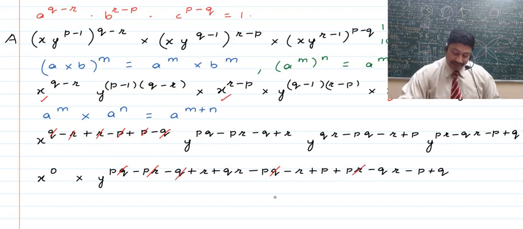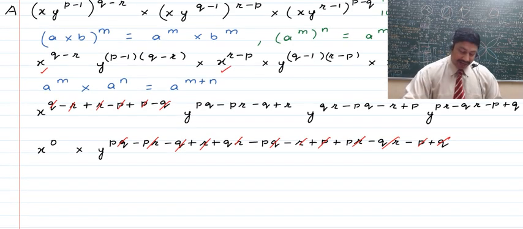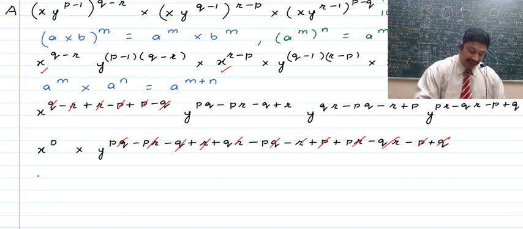Then we have minus q which will get cancelled with plus q. Then we have plus r which will get cancelled with minus r. We have plus qr which will get cancelled with minus qr. Then we have plus p which will get cancelled with minus p, and thus we have the cancellation of all of these terms. And again we can say that we have here x raised to the power 0 which is multiplied with y raised to the power 0.